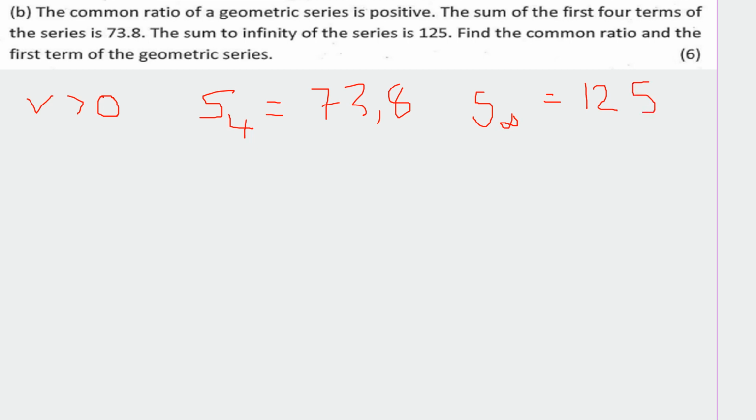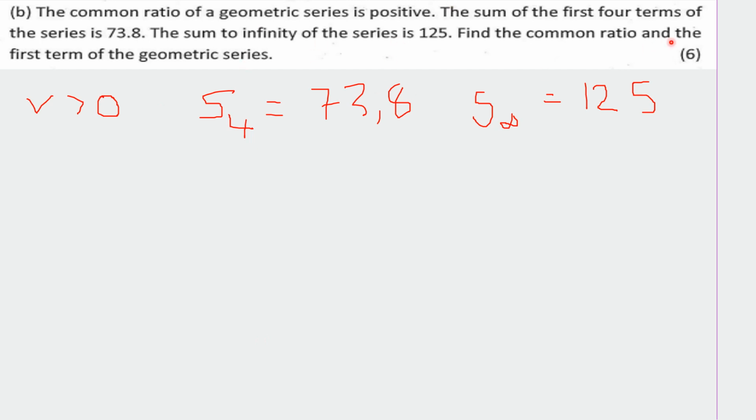Okay, so remember, I already told you that this sum to infinity appears when your geometric sequence converges, and it converges when the value of r is between 1 and -1. So if we ever get the value of r being greater than 1 or less than -1, this condition will not be applicable.